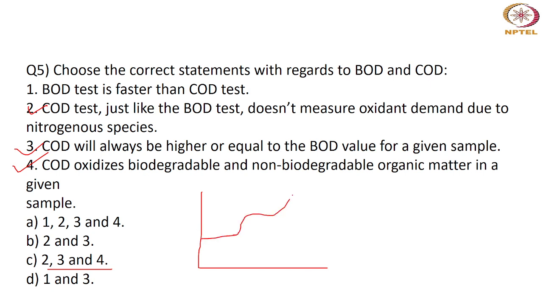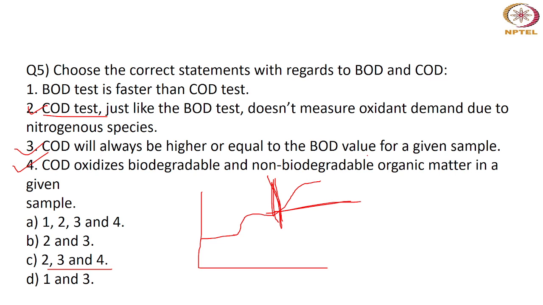But there is also one thing. This is for nitrogen species, like nitrite, nitrate. For that decomposition also we need oxygen. But in the COD test, it's just like BOD, so it will not measure the nitrogenous oxygen demand basically. Then COD will always be higher than or equal to BOD. That's what I told in the last session.